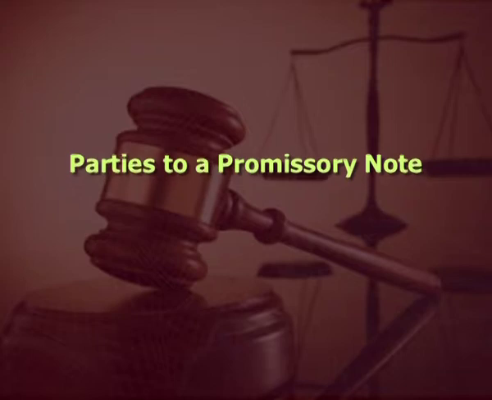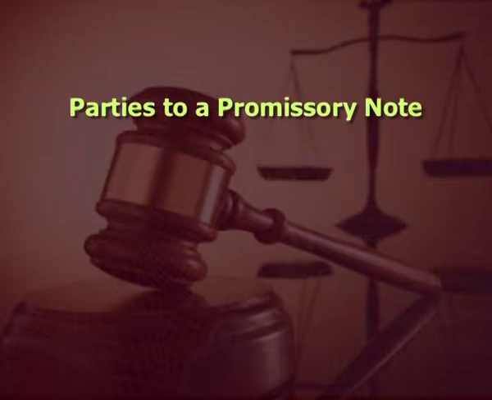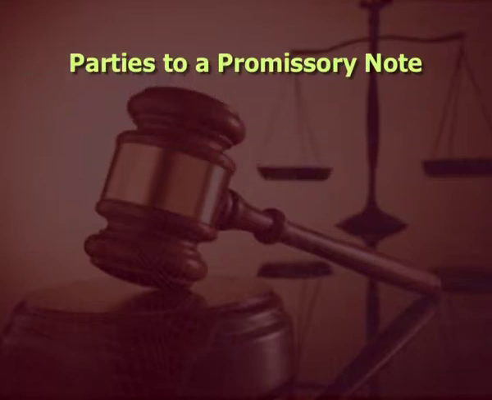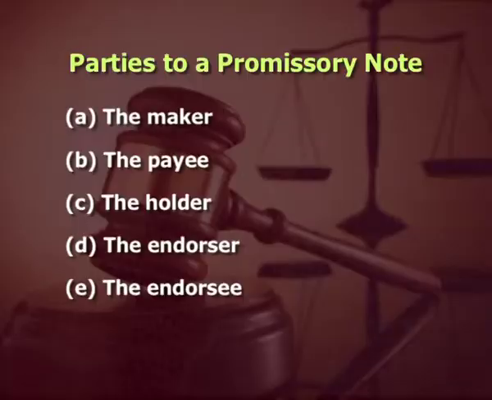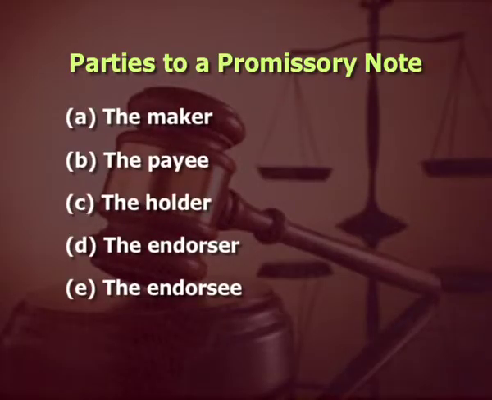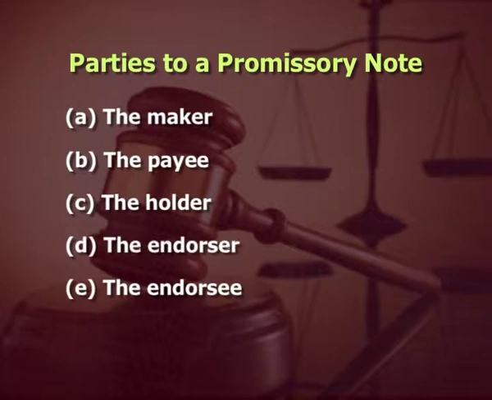Parties to a promissory note. Let us now try to first understand the parties to a promissory note. A promissory note has the following parties. A. The maker, the person who makes or executes the note promising to pay the amount stated therein. B. The payee, one to whom the note is payable. C. The holder, who is either the payee or some other person to whom he may have endorsed the note. D. The endorser. E. The endorsee.